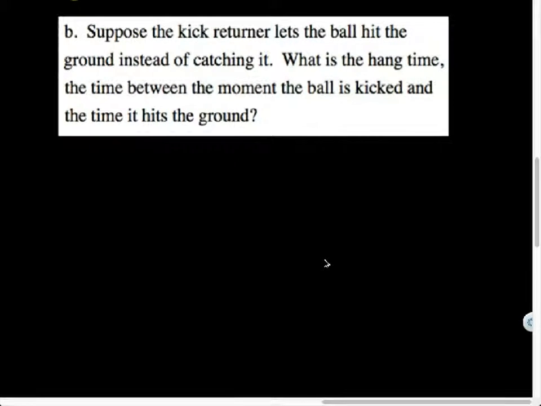It says, suppose the kick returner lets the ball hit the ground instead of catching it. What is the hang time, which is defined as the time between the moment the ball is kicked and the time it hits the ground? So my first question for you is, how high is it when it hits the ground? You would probably say 0 feet. So I'm going to let y equal 0 feet.